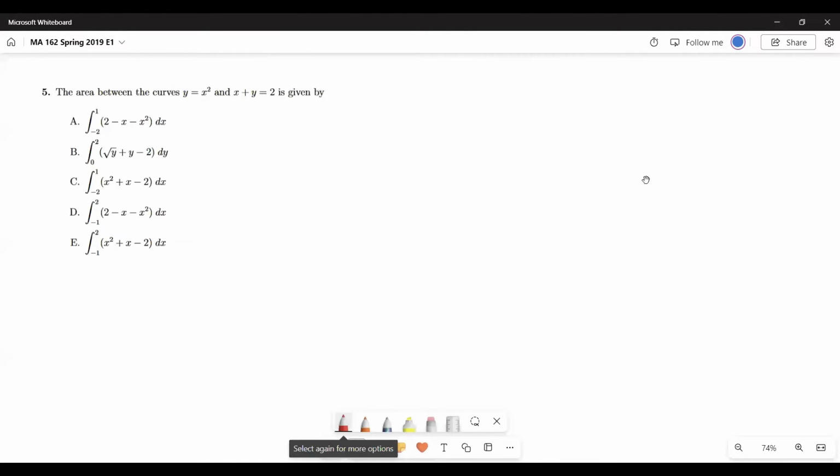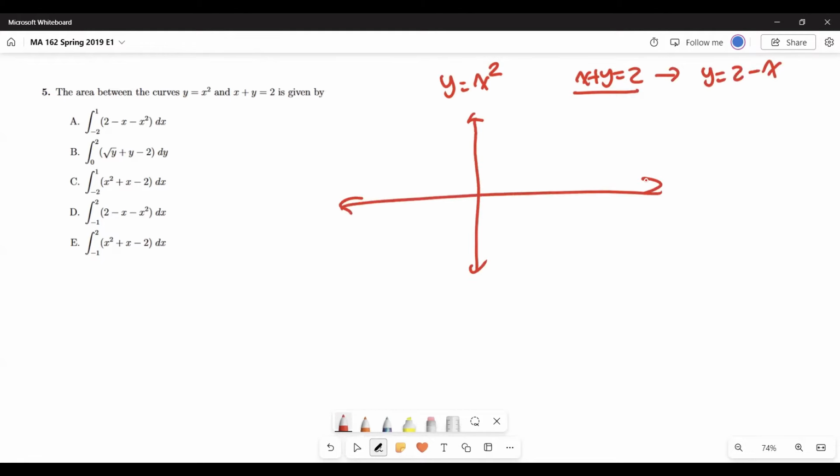So this question asks for the area between the curves y equals x squared and x plus y equals 2. Let's write it: y equals x squared and x plus y equals 2. And this equation can be written as y equals 2 minus x. Now let's draw it. y equals x squared like this, and y equals 2 minus x, 2, 2.